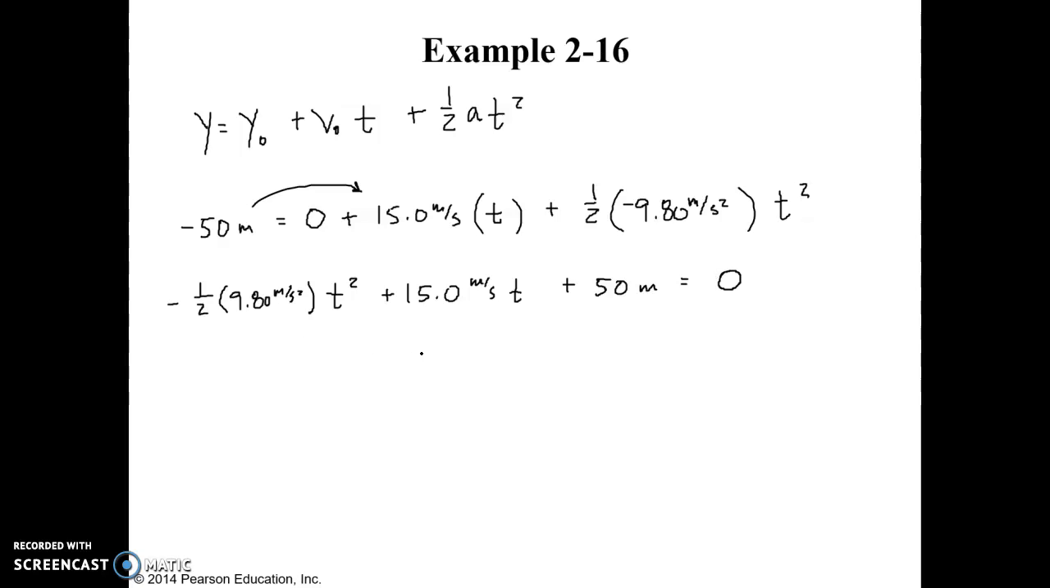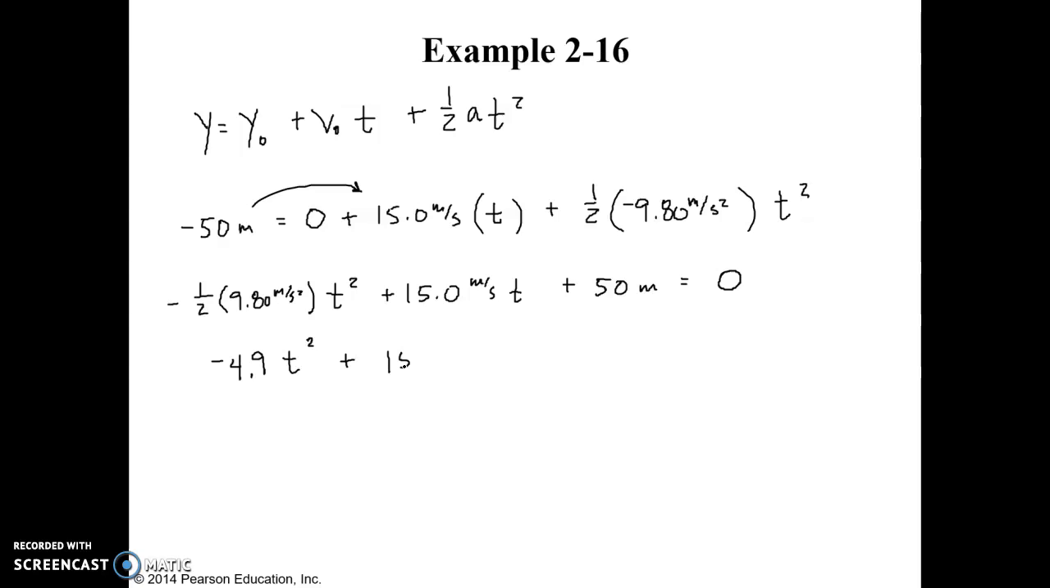So what we have here is the quadratic formula. We can simplify this. Negative 1/2 times 9.8 is negative 4.9. Now, usually I try to encourage my students, and I try to do it myself, to write out all the units. But in this case, I'm going to drop the units out for now to focus on the algebra.